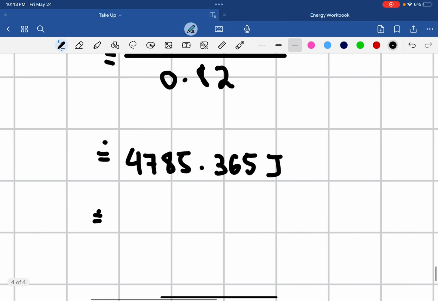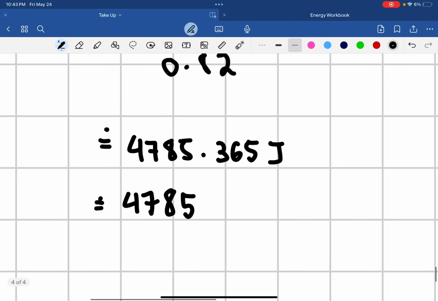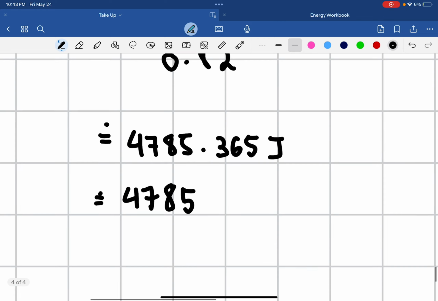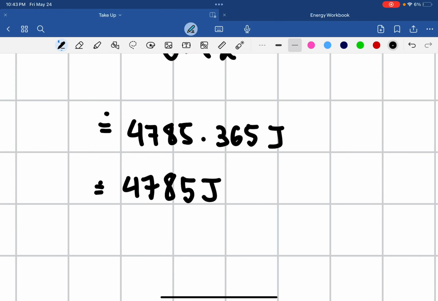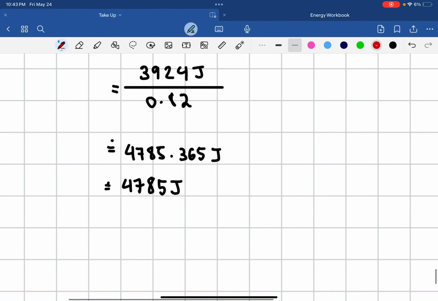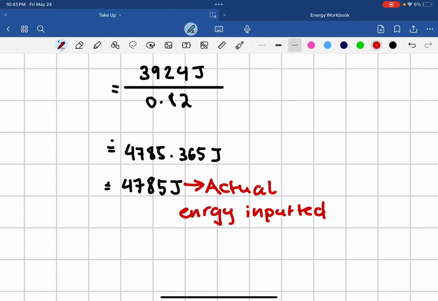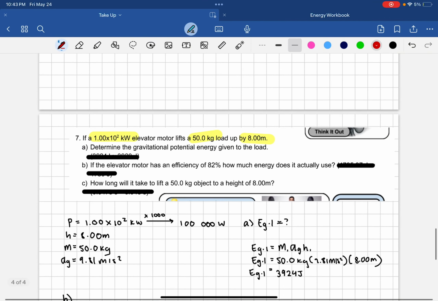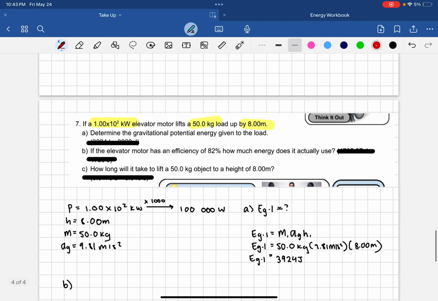We want to round that off just one more. It could be 4,785 or 80, depending on the rounding. So now we have the actual energy inputted. It'd be useful if we jotted this down. So that's kind of the realistic value we're looking at, because not every system is 100% efficient.